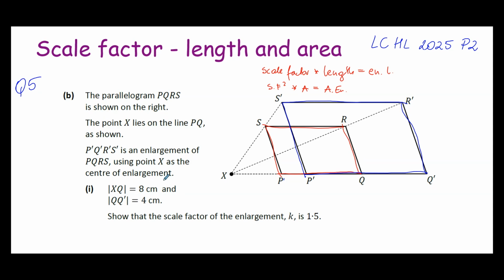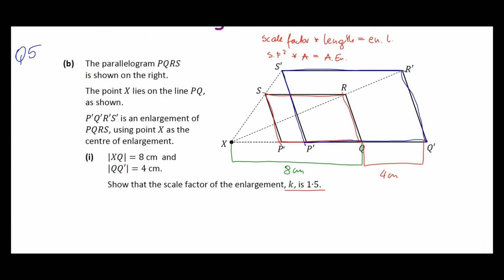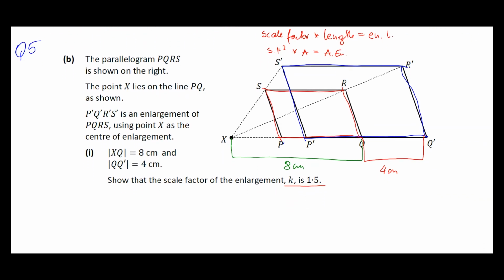And then they are giving us some measurements. They are saying that XQ, from here all the way here, is 8 centimeters. And then they are giving us an additional piece. They are saying that that part here is 4 centimeters. So they are saying show that the scale factor is 1.5. So we know we have to get 1.5, but we have to show that that's what it is.